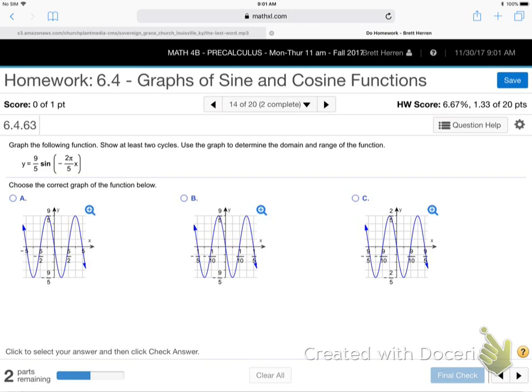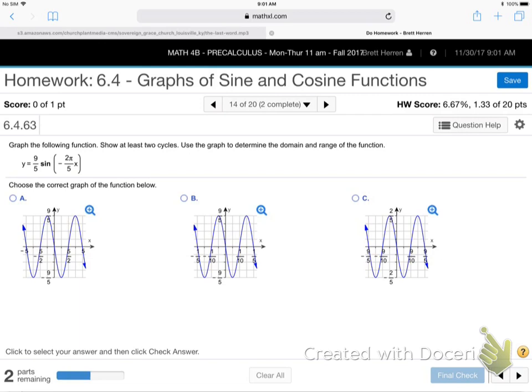So we're graphing. 6.4 is graphing sines and cosines. This section is not on the test. I was thinking it was. It's on the final. 6.3 is the last section that's on the exam Tuesday. So graphing sines and cosines is not on Tuesday's test. It'll be on the final, which is the following Tuesday, isn't it? Yeah.